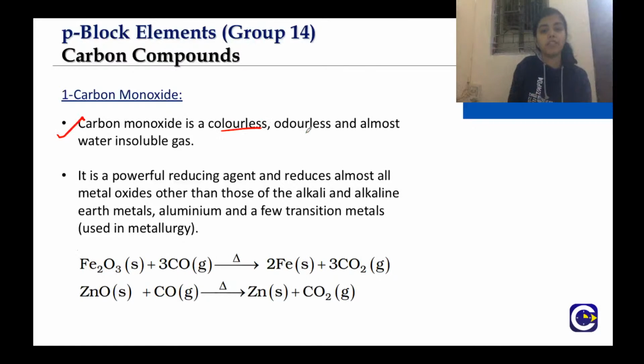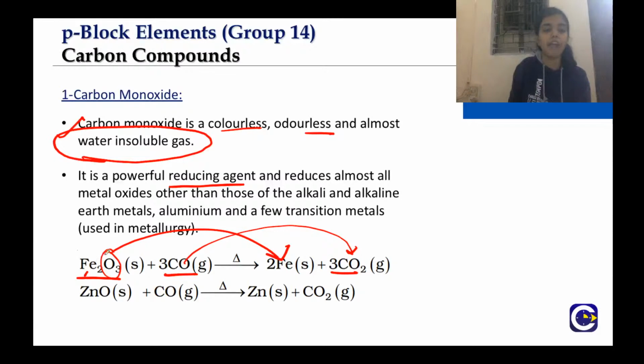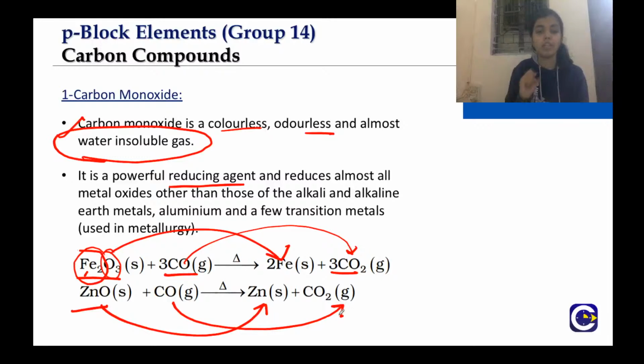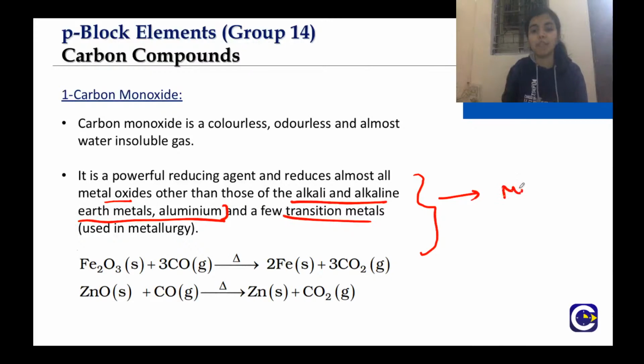Now carbon monoxide is a colorless, odorless and almost water insoluble gas. It acts as a powerful reducing agent. Right? Here you can see that in Fe2O3, oxygen was there with iron, and now the reduction of iron has been taken place by carbon monoxide. It has gained one oxygen, so it has oxidized itself and reduced the iron. Here also, zinc oxide is reduced to zinc, and it oxidizes itself to CO2, right? It reduces almost all metal oxides, but it is unable to reduce alkali and alkaline earth metals, aluminium and a few transition metals. Details you will study in your class 12 chapter, which is metallurgy.